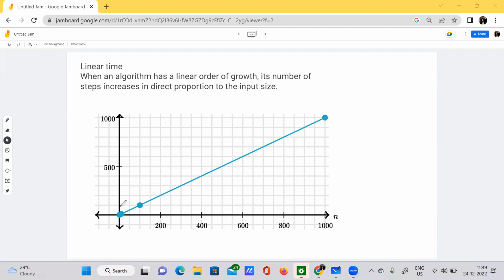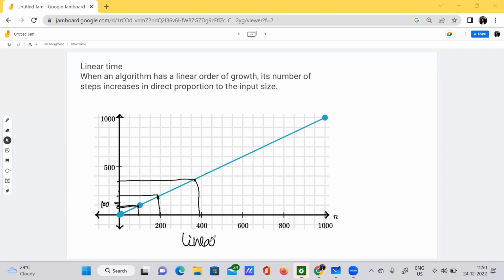I'll explain. Let's imagine this is 100. For the 100 input size, my algorithm will have a linear order of growth of 100, right? For 200, just imagine, for 200 input size, my linear order of growth would be 200, right? So likewise, my linear order of growth will be directly proportional to the input size.